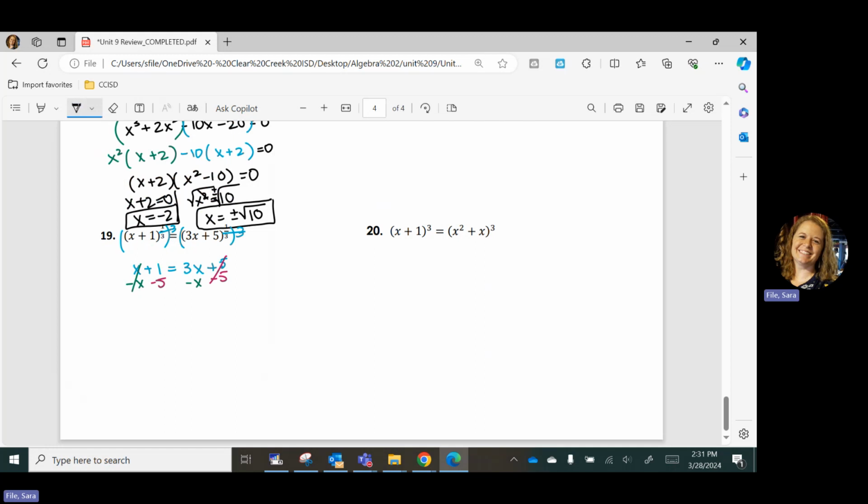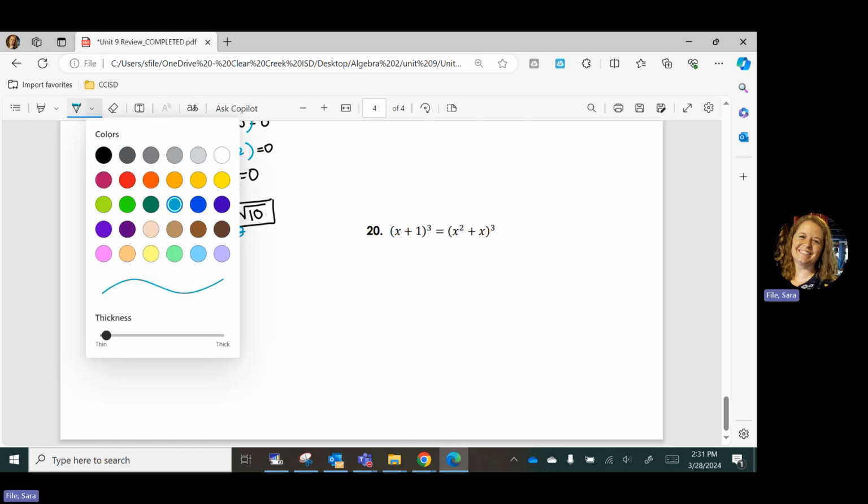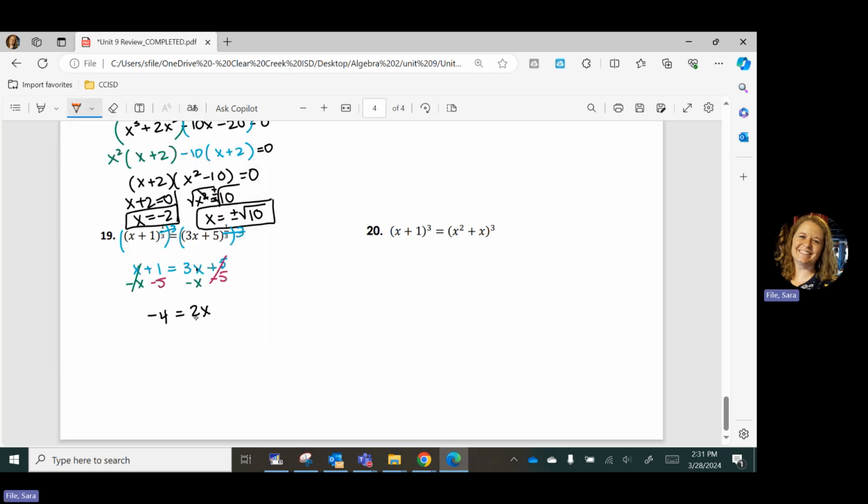So I end up with 2x and negative 4. Now I'm going to get rid of the coefficient 2. And I end up with negative 2 equals x. Now I did raise both sides to a power at the very beginning to solve, so that is one that I would want to go and double check my solution. So negative 2 plus 1 would be negative 1. Negative 2 times 3 would be negative 6 plus 5 would be negative 1. So you end up with the same thing on both sides.